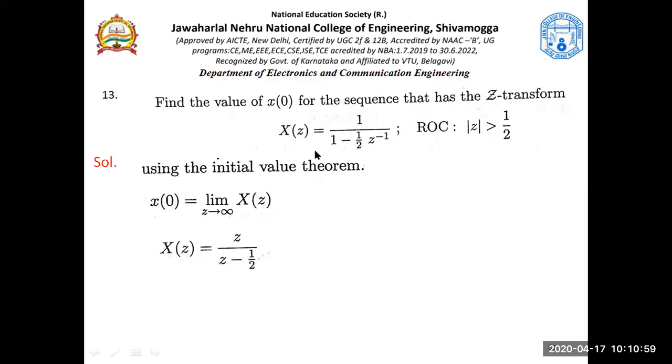Here x of z in terms of z can be done as z by z minus half. Now I need to obtain x of 0, which means you need to apply limit z tending to infinity to x of z. So let's apply limit z tending to infinity here. Now another question to you. You can respond to that in the chat window again. If I apply limit z tending to infinity for this particular x of z, what would be its value?